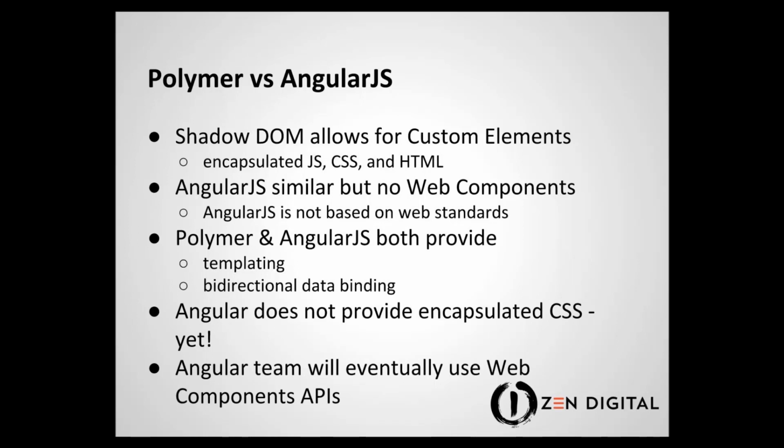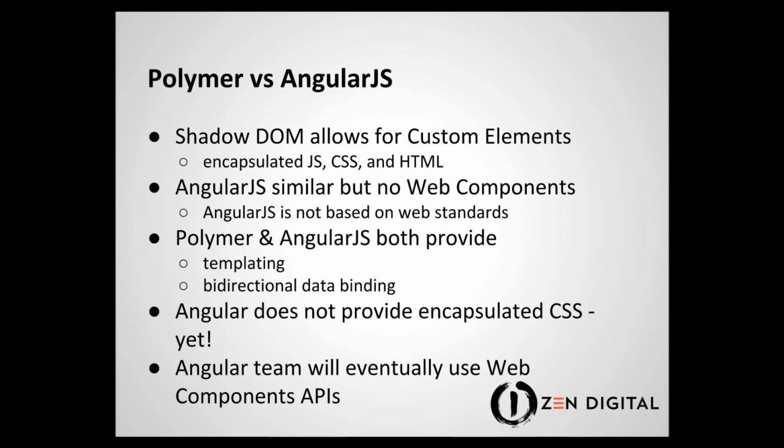So I'm going to discuss briefly the difference between Polymer and Angular. So the shadow DOM allows for custom elements, shadow DOM being part of web components and Polymer. And this gives us encapsulated JavaScript, encapsulated CSS, and HTML. AngularJS is similar, but it doesn't use web components underneath. It also does not have encapsulated CSS, which is very helpful in certain cases.